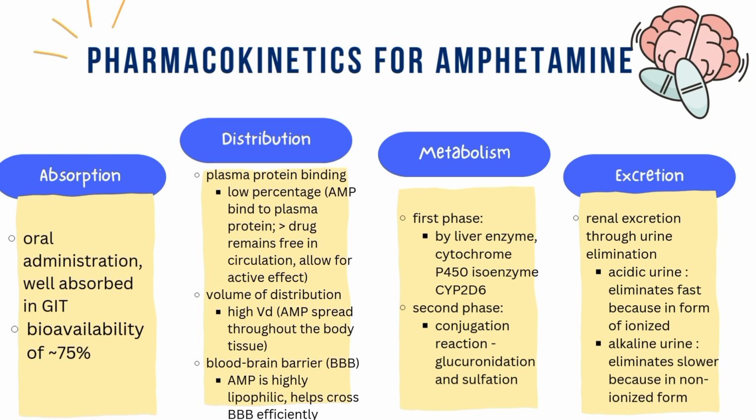For the metabolism, it has two phases. The first phase is by the liver enzyme cytochrome P450 and isoenzyme CYP2D6. The second phase is conjugation reactions, which are glucuronidation and also sulfation. For excretion, amphetamine is excreted through urine elimination. There are two types of pH, acidic urine and alkaline urine. Acidic urine eliminates amphetamine fast because amphetamine is in its ionized form. Alkaline urine eliminates amphetamine slower because amphetamine is in non-ionized form.